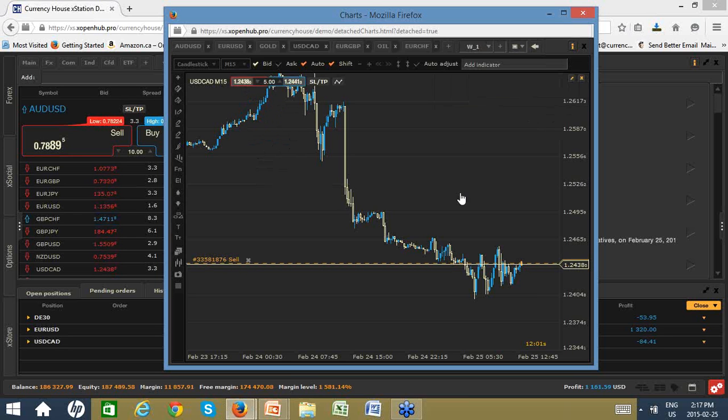No need to wait around. It does it automatically, immediately. So we currently have a sell position right now on USD CAD. So what do we do right now? You should always make a stop loss and a take profit in the system.